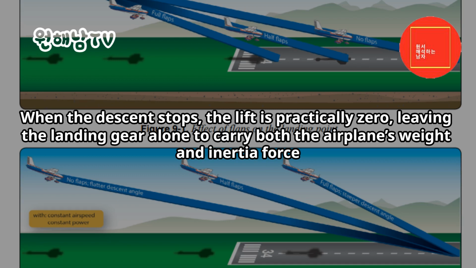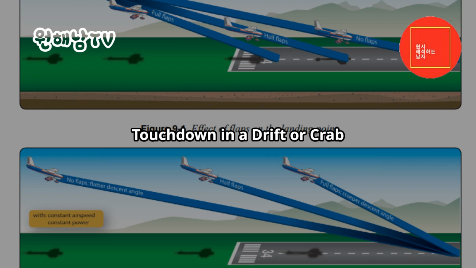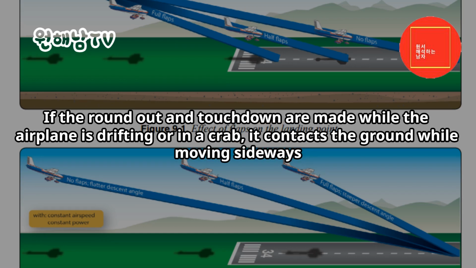When the descent stops, the lift is practically zero, leaving the landing gear alone to carry both the airplane's weight and inertia force. The load imposed at the instant of touchdown may easily be 3 or 4 times the actual weight of the airplane, depending on the severity of contact. Touchdown in a drift or crab. At times, it is necessary to correct for wind drift by crabbing on the final approach. If the round out and touchdown are made while the airplane is drifting or in a crab, it contacts the ground while moving sideways.